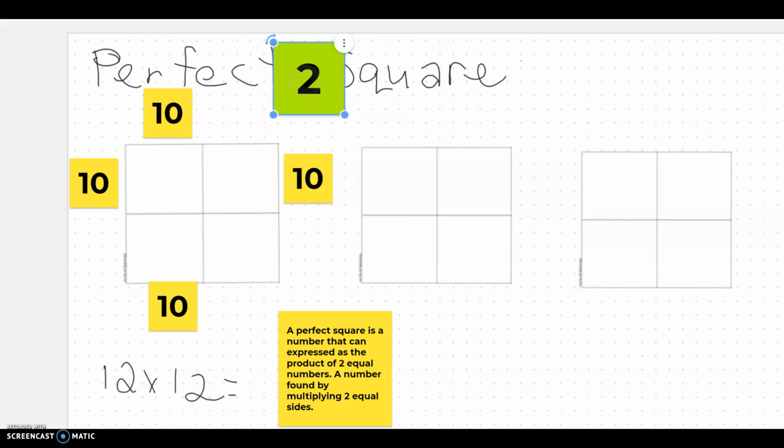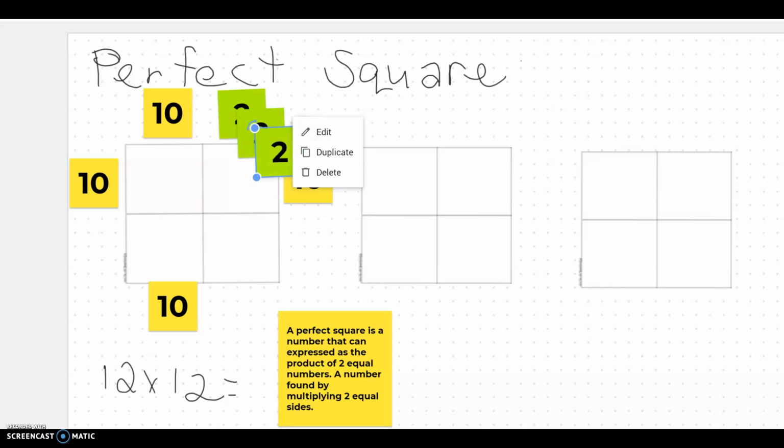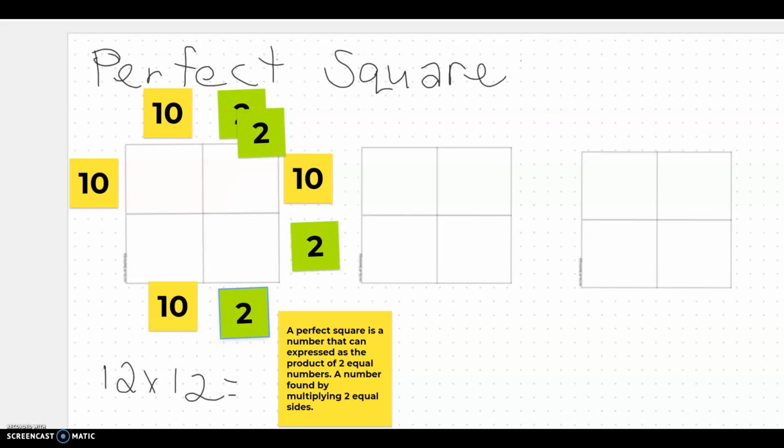All right, this 2 is going to be here. Going to duplicate that. And let me just duplicate it 3 times because I know it's going to be the same. Okay, I'll put a 2 here. I'm going to put a 2 here because the top and the bottom are the same, and I'm going to put a 2 here. All right, once I have that, I know that I'm going to multiply my corners.